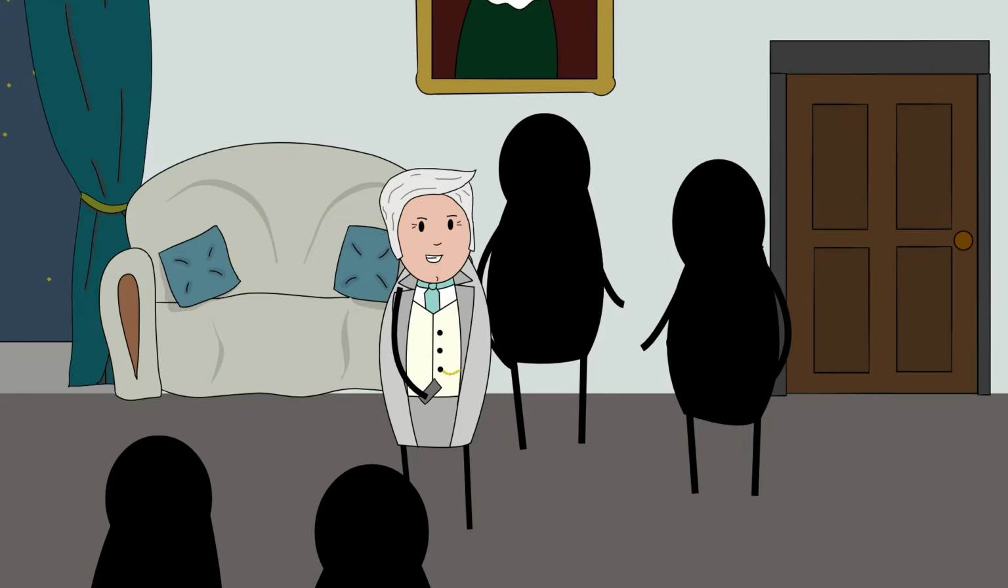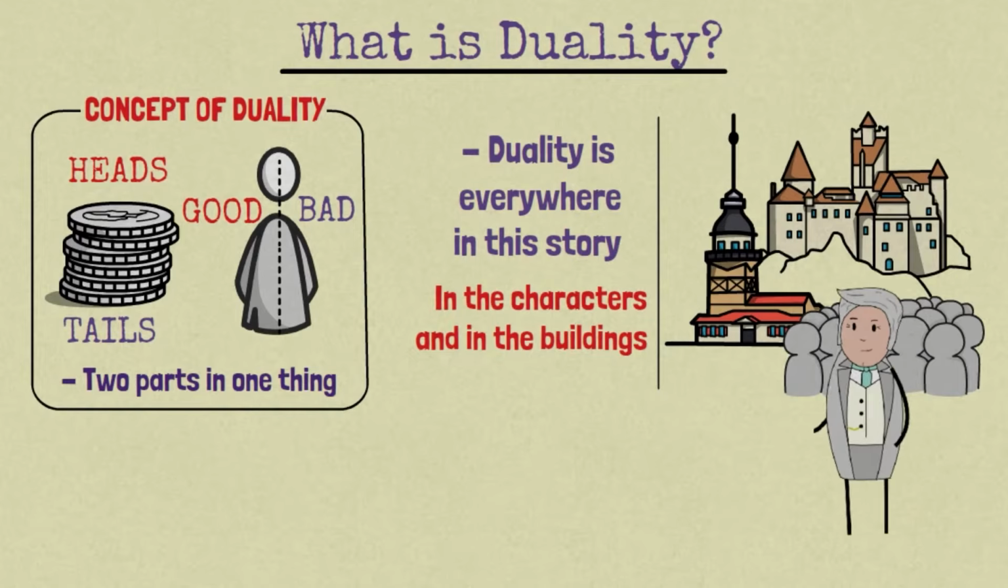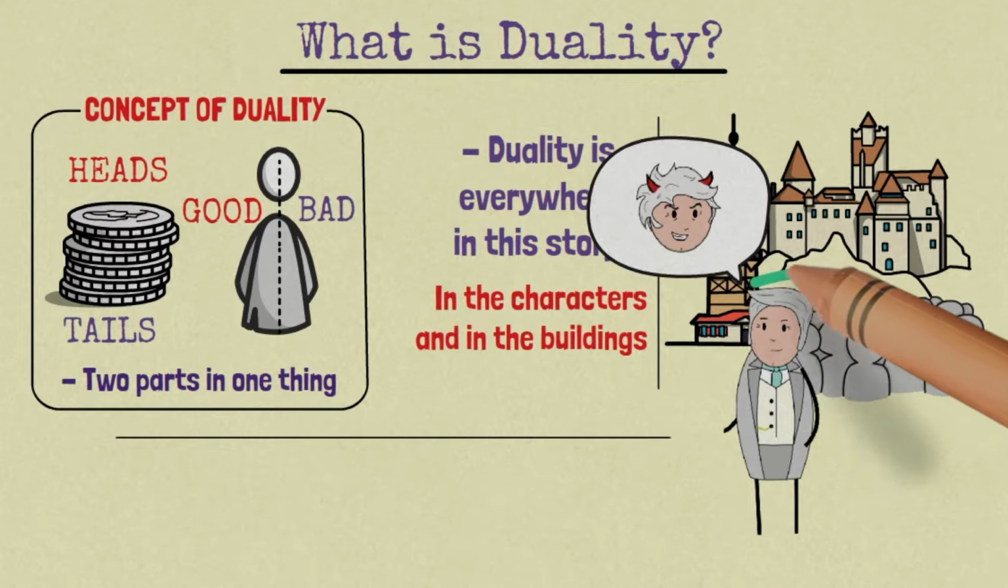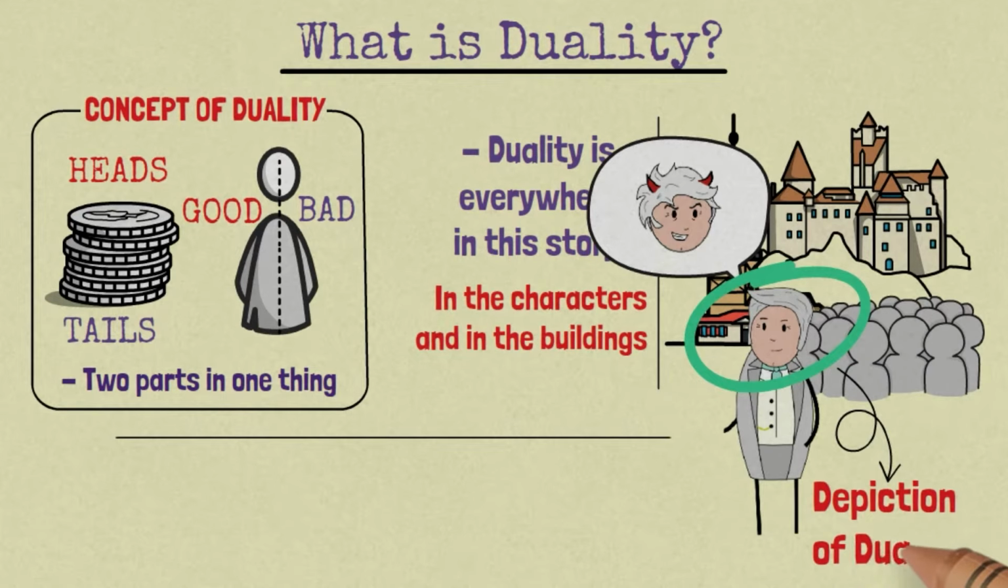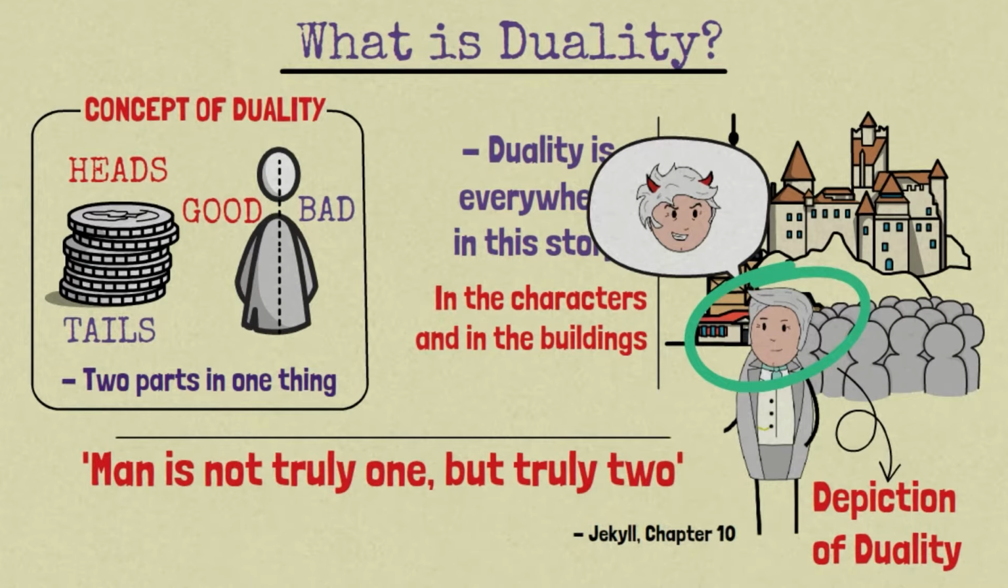This story has really stood the test of time, as without even reading the book, you may have already been familiar with the term "Jekyll and Hyde," to describe someone that has a vastly different alter ego, or someone that is hiding a dark side. Of course, the most obvious depiction of duality is within the main character himself, Dr. Henry Jekyll, who says one of the most famous lines, "Man is not truly one, but truly two."